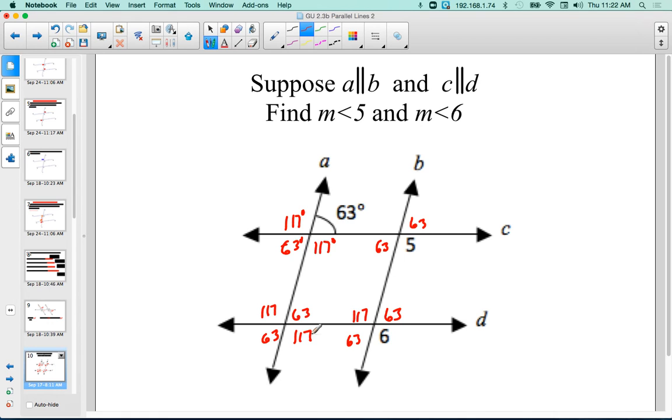Now, this only works when you've got two sets of parallel lines. Okay. Now, in doing this, we found our two angle measures that we were looking for. And 5 is 117 and 6 is 117.